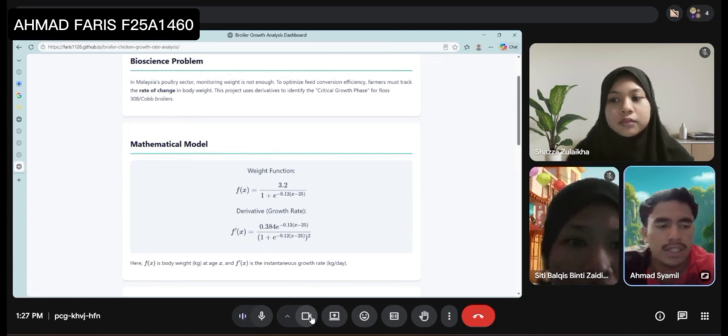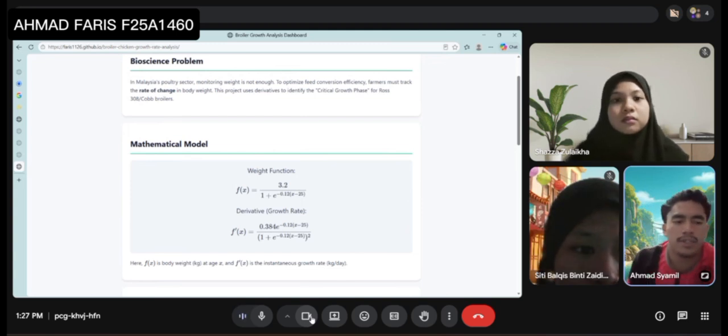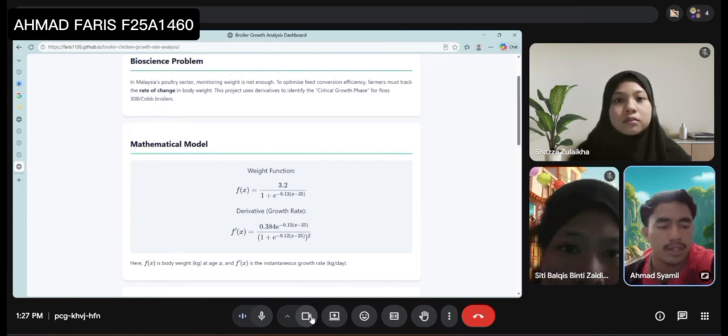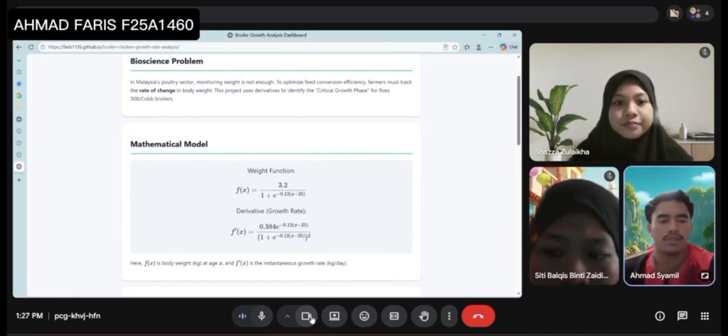Farmers need to know or identify the critical growth phase, which is the period when chickens gain weight most rapidly. Knowing this period helps farmers to optimize the feeding schedule, nutrient supply, and overall farm management.